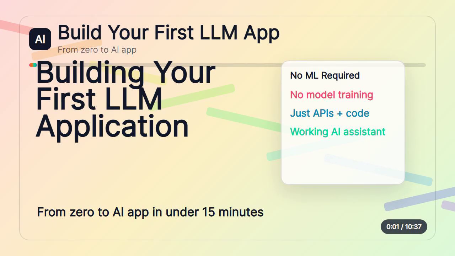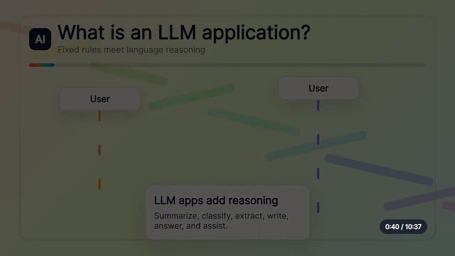Every day, developers are building AI-powered applications using large language models. Chatbots, AI coding assistants, document analyzers, customer support agents, and autonomous workflows are all powered by the same underlying technology. But here's the surprising part. Building your first LLM application is much easier than most people think. In this video, I'll show you how to build a working AI application from scratch, explain every component involved, and help you understand the architecture behind modern AI apps.